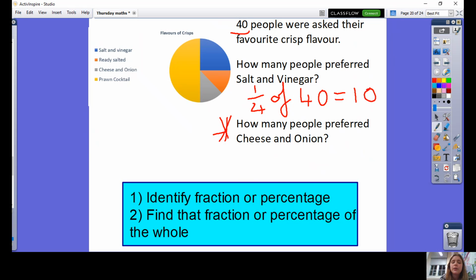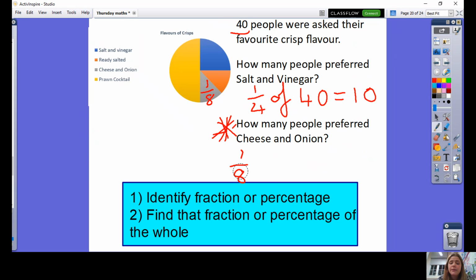Pause the video now and try this question here. How many people preferred cheese and onion? You needed to identify the fraction first. The fraction was 1/8. Half of a quarter is 1/8. If you didn't have that before and you've now got it, please finish solving this question with 1/8.